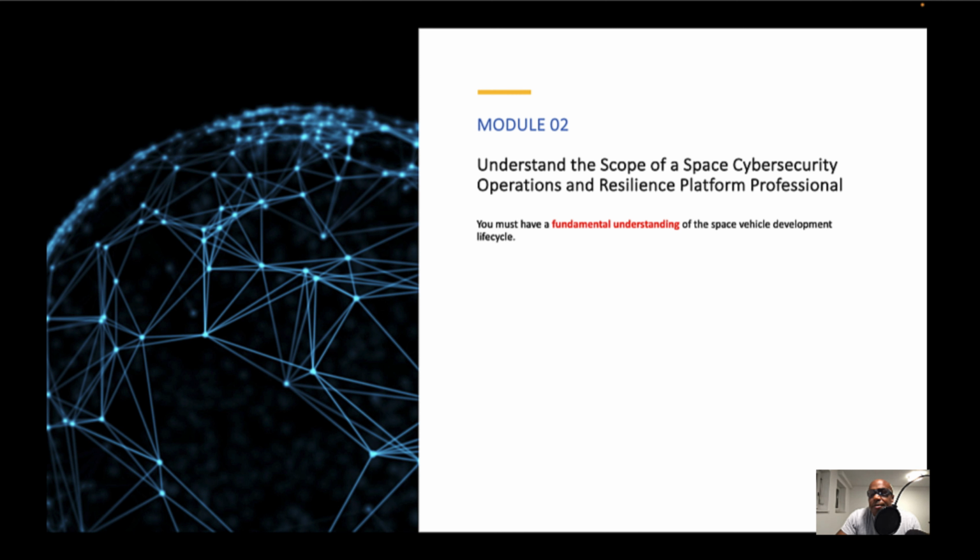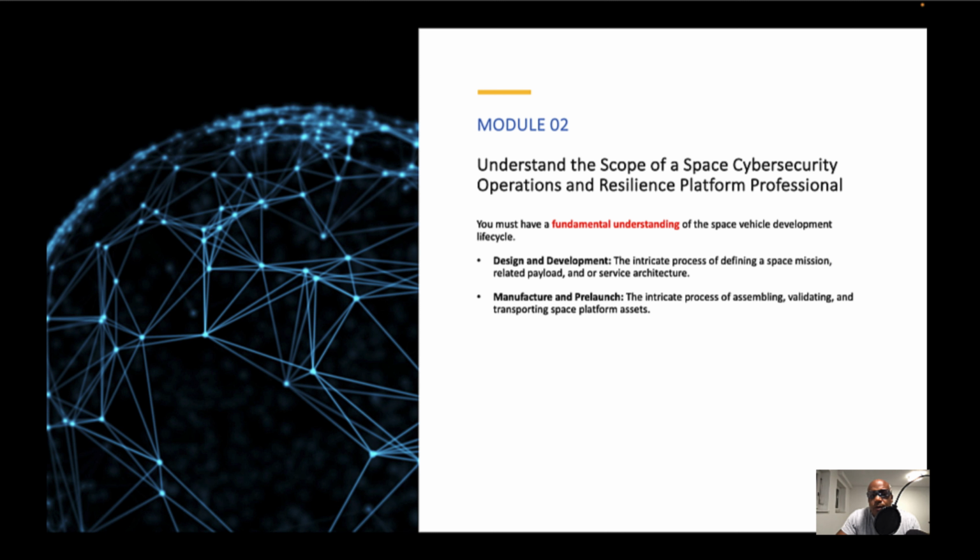You must have a fundamental understanding of the space vehicle development life cycle. The design and development phase, which is the intricate process of defining a space mission related payload and or service architecture. Manufacture and pre-launch, the intricate process of assembling, validating, and transporting space platform assets.